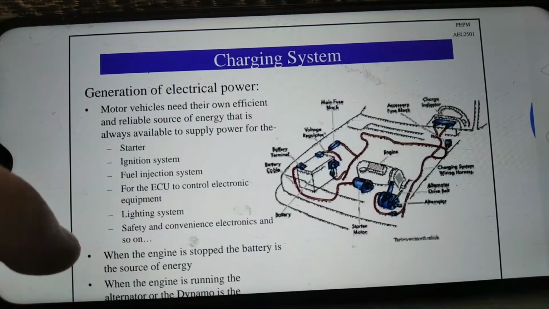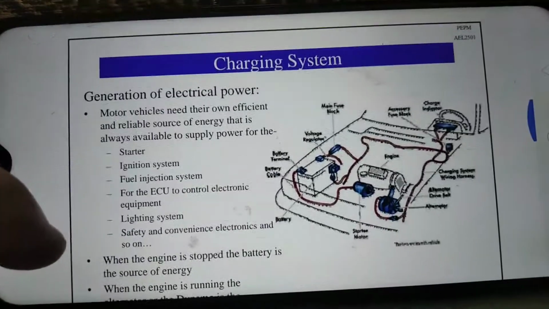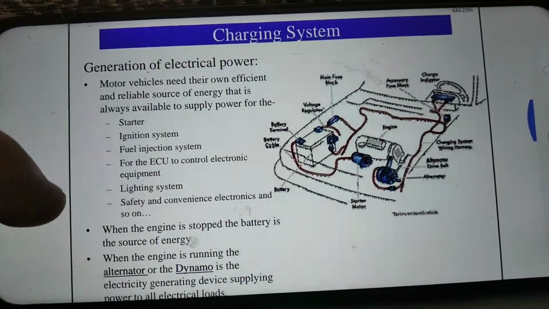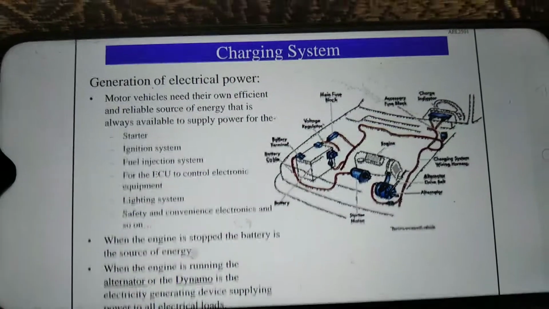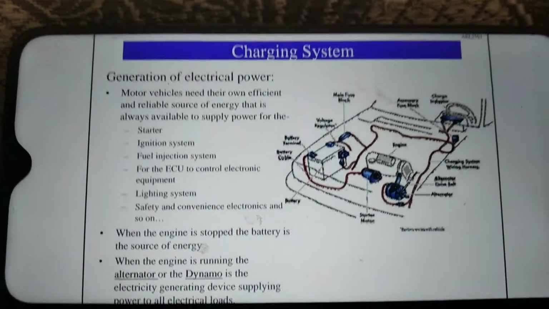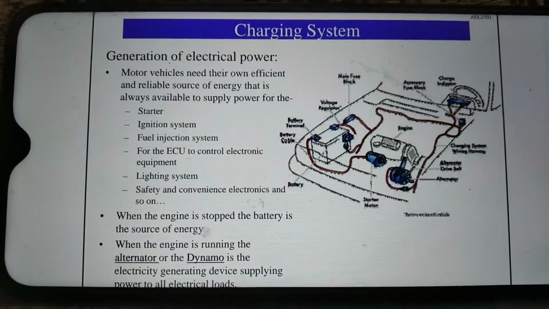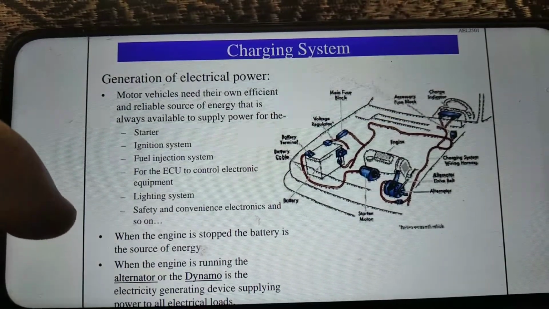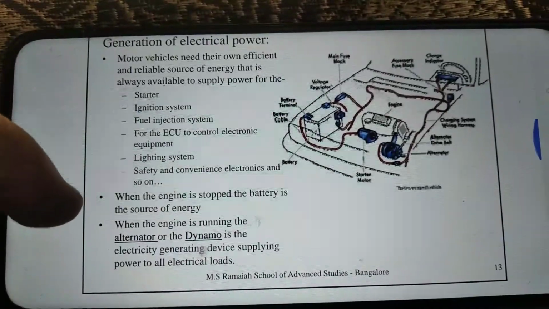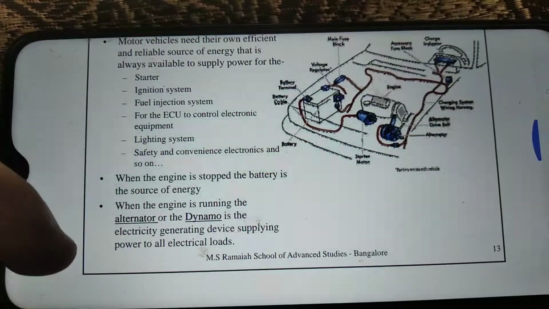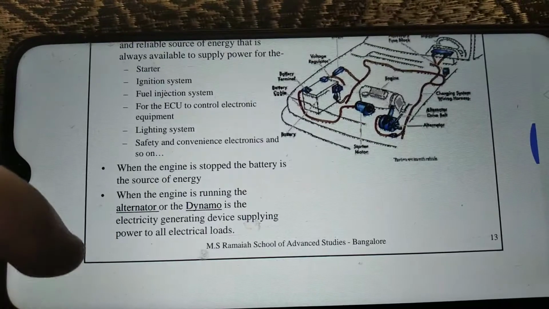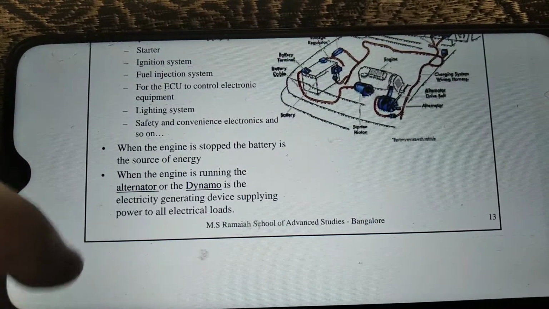Now this is the charging system. In this charging system, motor vehicles need an efficient and reliable source of energy that is always available to supply the power for the starter, ignition system, fuel injection system, ECU to control electronic equipment, lighting system, safety and convenience electronics, and so on.